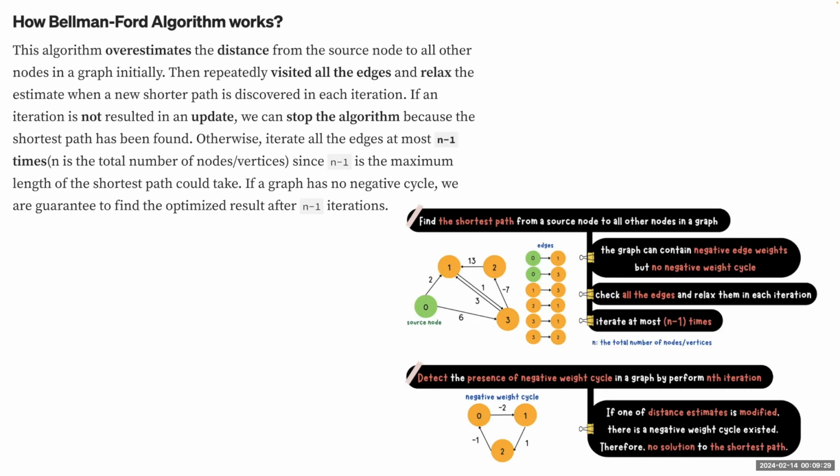So if this graph has a negative cycle, we can check it with n iterations. And when the distance estimate is modified, it means that there is no solution to the shortest path.